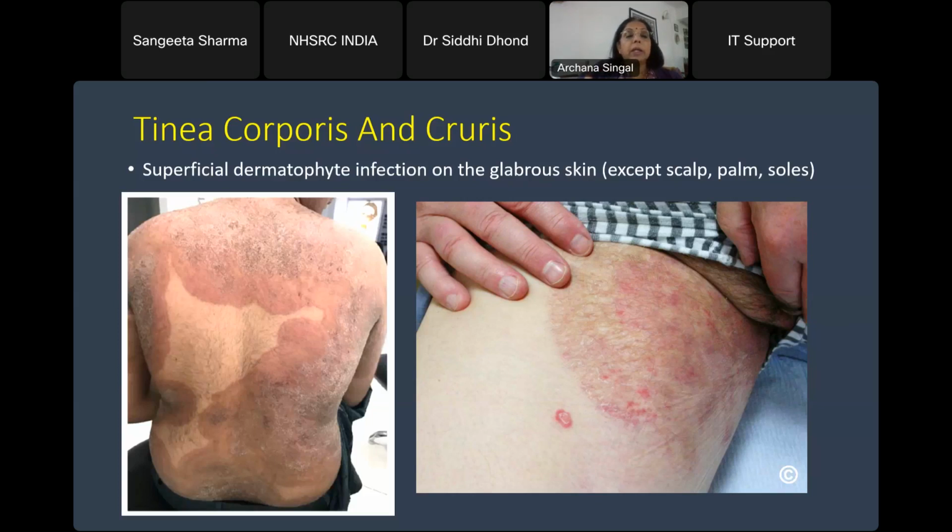Earlier, patients used to come during rainy season with lesions in the groin or axilla, and in females under the breast, but these days it has become very common. These are well-defined lesions with raised margins and central clearing, and that's why it was called ringworm. But these days we do not see that typical picture. Next.